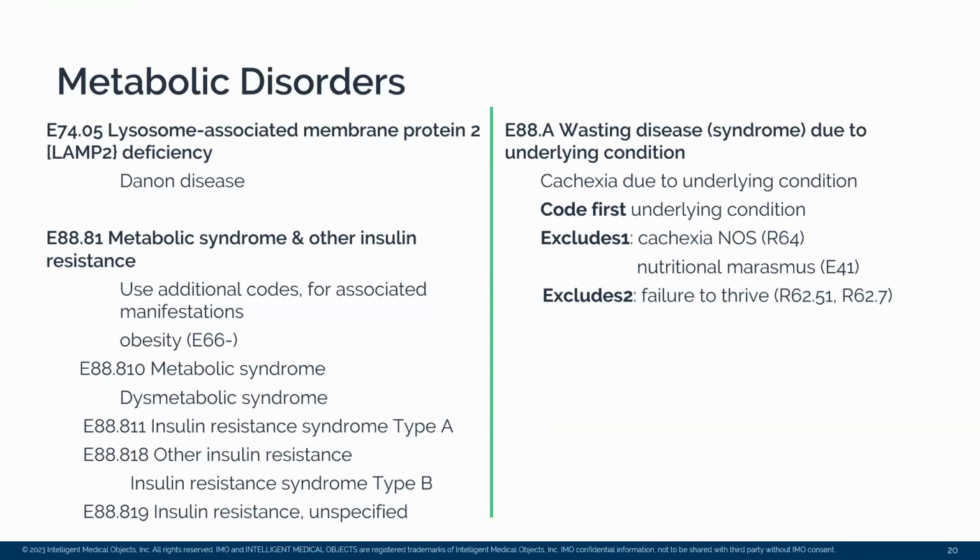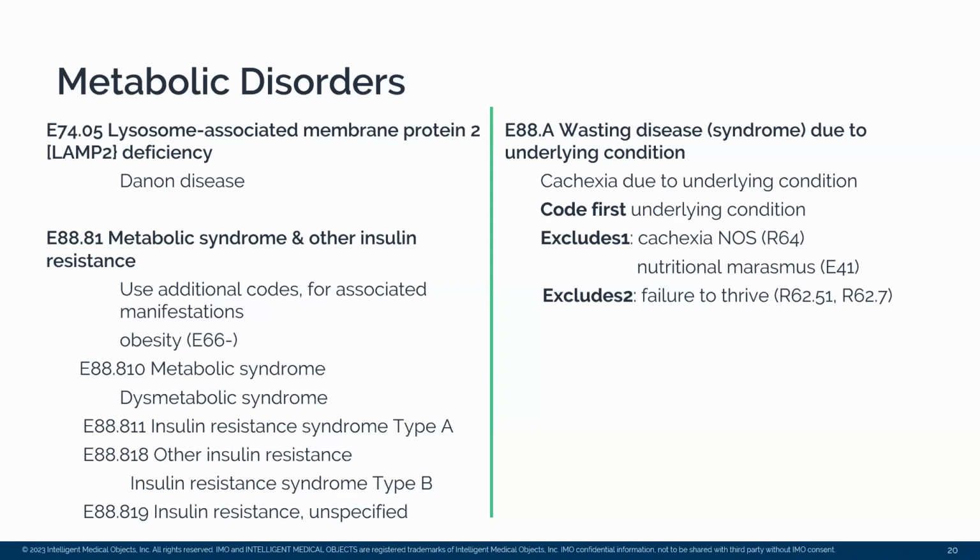At E88.81, this was expanded to capture unique codes for insulin resistance syndrome. We have type A and B insulin resistance syndromes, which belong to a group of extreme insulin resistance syndromes. So you can see that type A has its own code at E88.811, and type B is classified at E88.818.